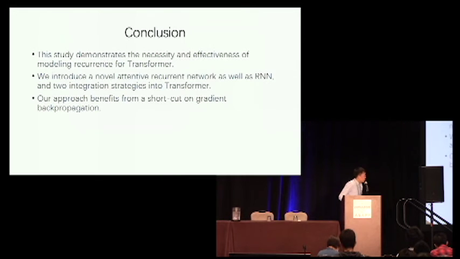So this study demonstrates the necessity and effectiveness of modeling recurrence for the transformer, and we introduce a novel attentive recurrent network as well as RNN, and the 2 integration strategies into the transformer. And our approach benefits from a shortcut on gradient backpropagation.